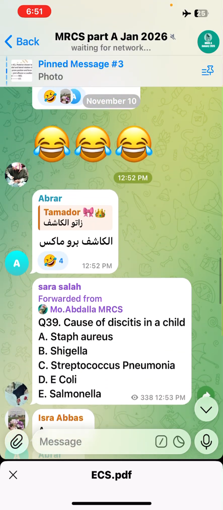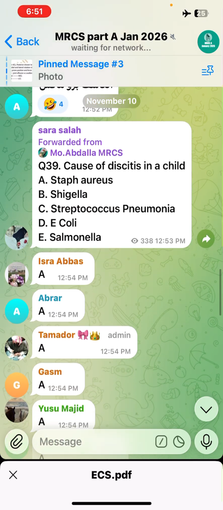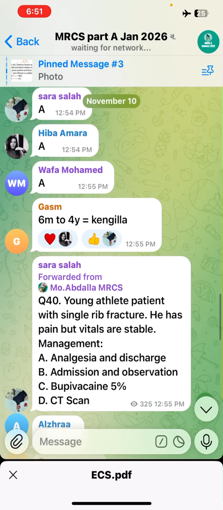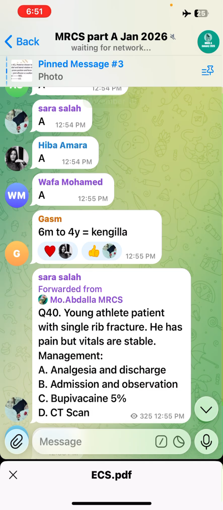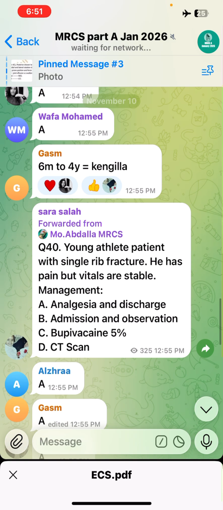Next, cause of discitis: Staph aureus. For 6 months to 4 years, Kingella. Young athletic patient with a single rib fracture and pain but vitals are stable. Patient is young, single rib, stable vitals: analgesia and discharge.